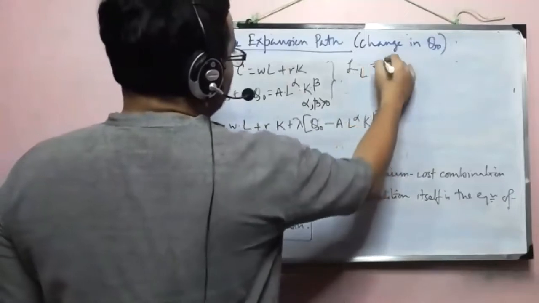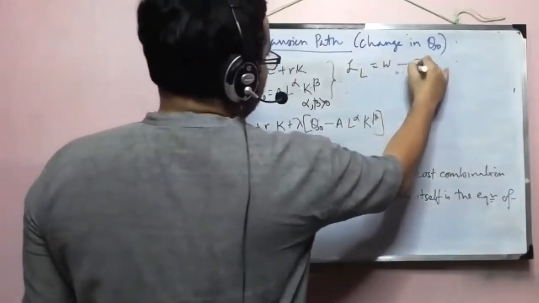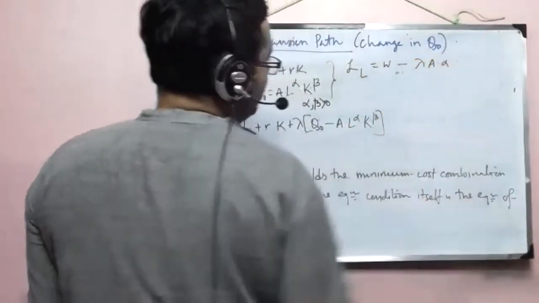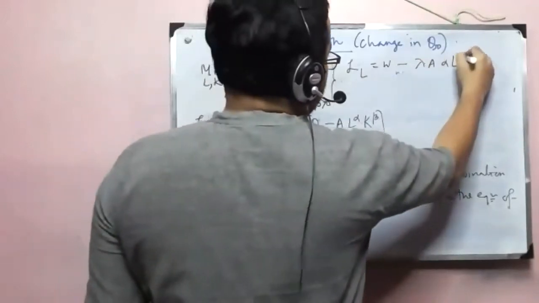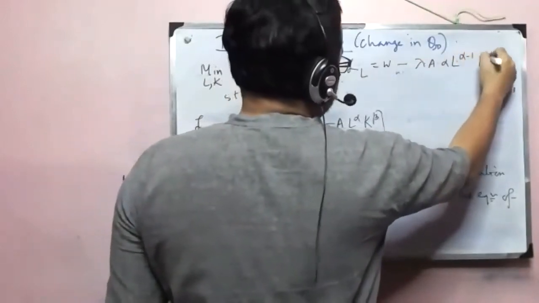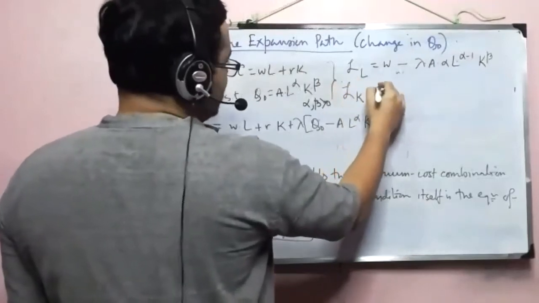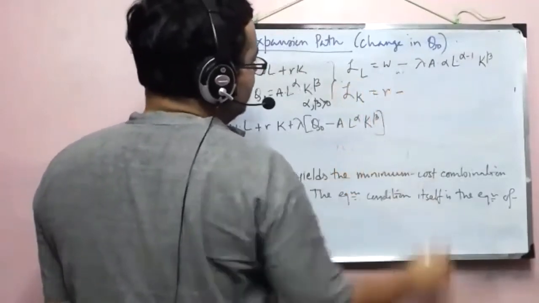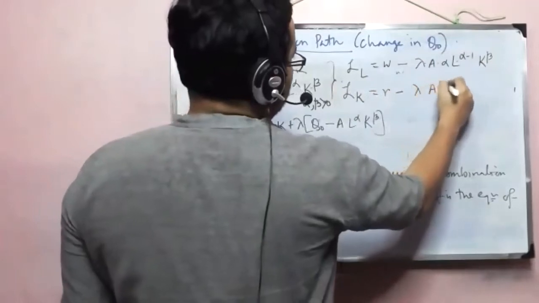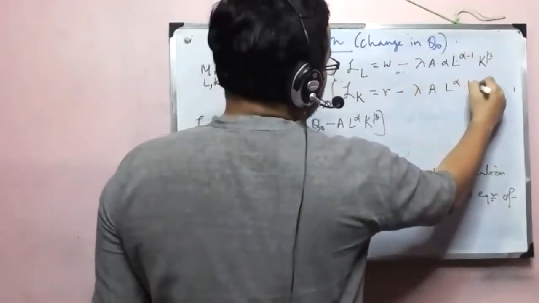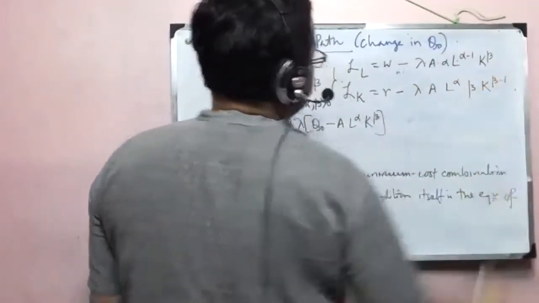So against L, it yields W minus lambda into A into alpha L to the power alpha minus 1 into K to the power beta. And differentiating with respect to K, it yields R minus lambda into A into L to the power alpha into beta into K to the power beta minus 1.